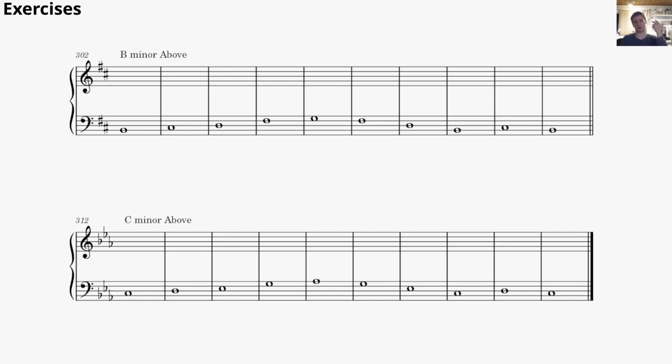Learn to see the suspension in scores, hear them in music, and be able to sing them or play them on an instrument or both. And if you can, try to be able to see a suspension written in a score and hear it in your head how it would sound played by an instrument.